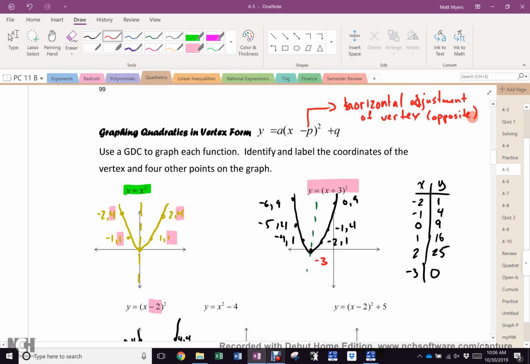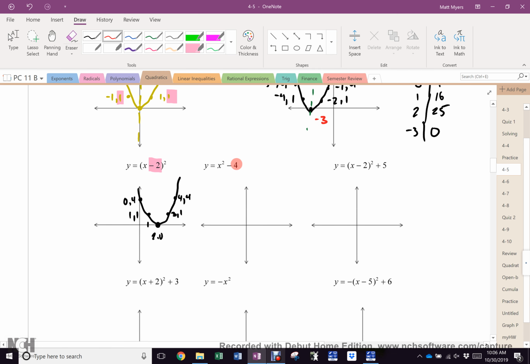Yeah? Okay. What's different about this one? There's no bracket. So if I had this, what would I do? What would it look like? It would be this guy, right? 0, 0, 1, 1, 2, 4, negative 2, 4, right? But after I get that 0, 0, now it says I'm minus 4. So where do I go? Down 4. So what's my new vertex?